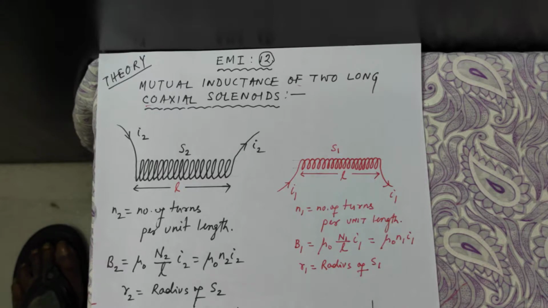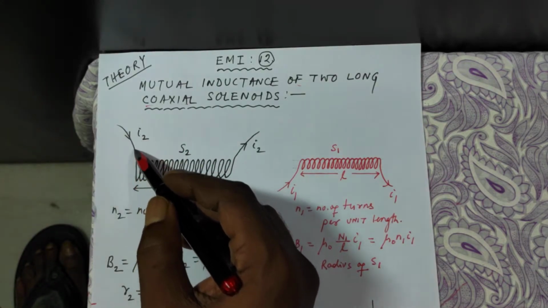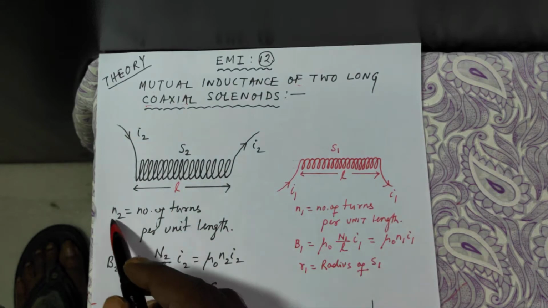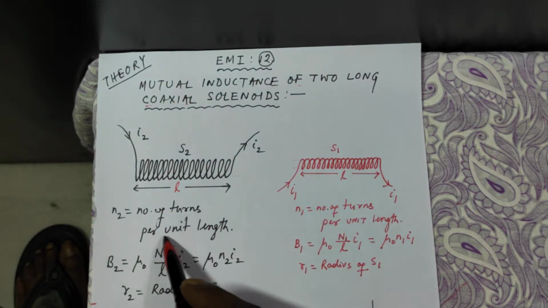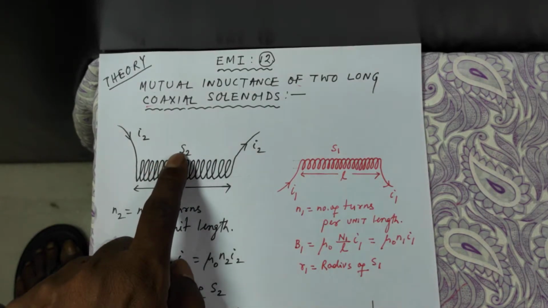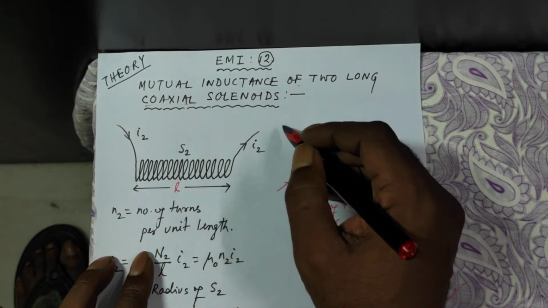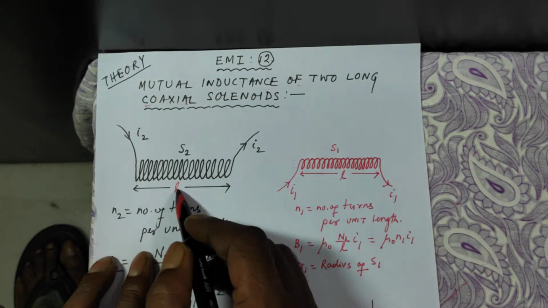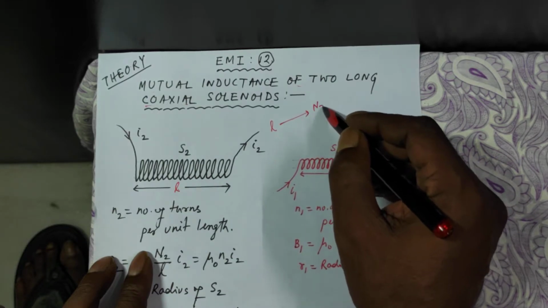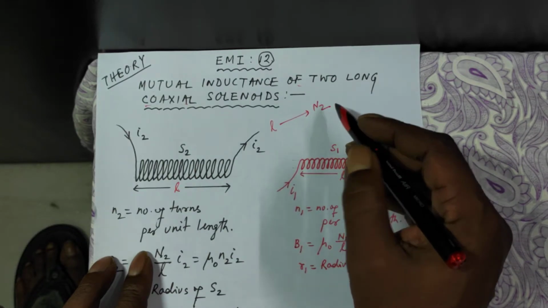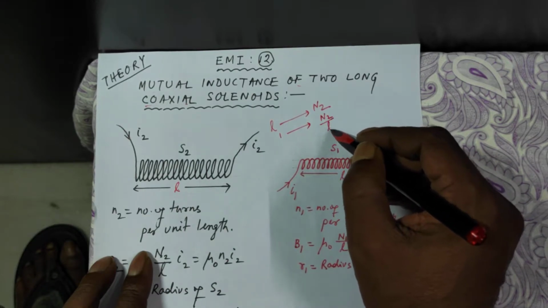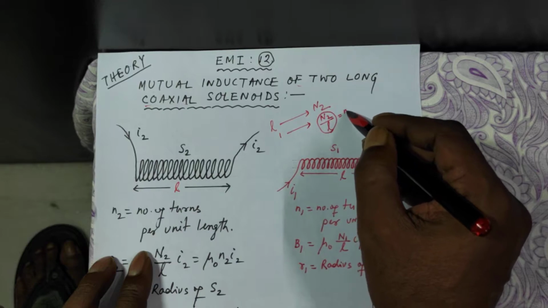Now, here if I pass current I2 through this solenoid, let N2 be the total number of turns. So in length L for this, the total number of turns is, suppose, N2, and this can be 10, 20, 30. So in unit length, the number of turns will be N2 by L. This is called small n2.